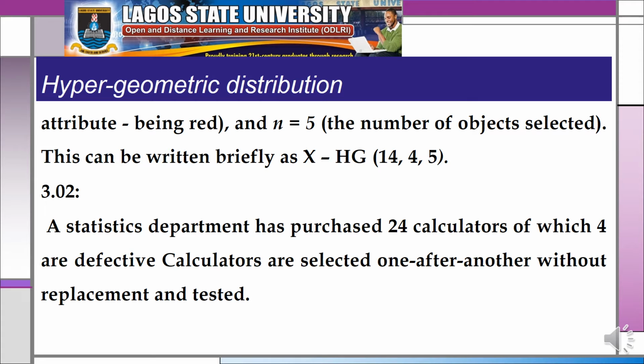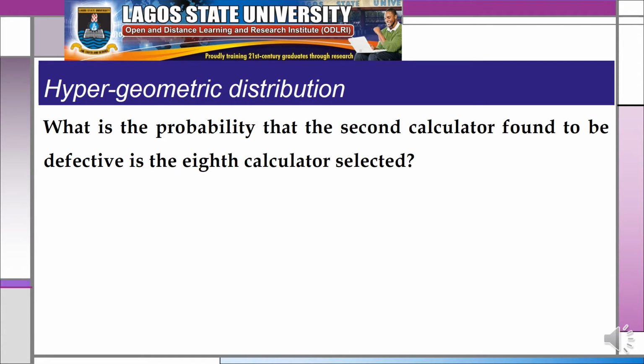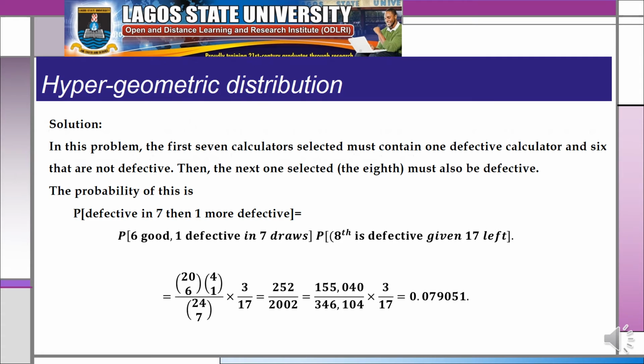Example: a statistics department has purchased 24 calculators, of which 4 are defective. Calculators are selected one after the other without replacement and tested. What is the probability that the second calculator to be found defective is the 8th calculator selected? Using the formula given above, you find the probability to be 0.079051.